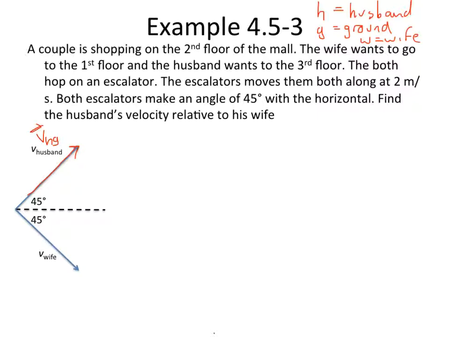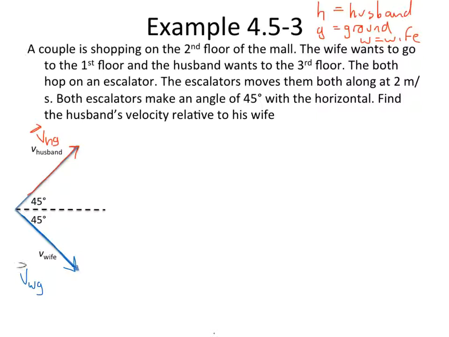All right? Even if the wife wasn't with him, if it was just the husband and the ground, then from the ground's vantage point, the husband would appear to be moving up in the air, like that, okay? Likewise, and I'll make this one blue, the wife is moving in this direction. We call it the velocity of the wife, but not just the velocity of the wife, but the velocity of the wife with respect to the ground.